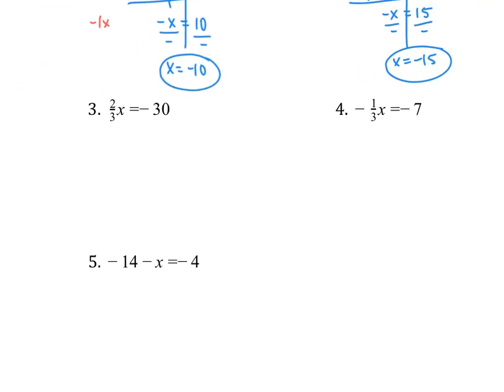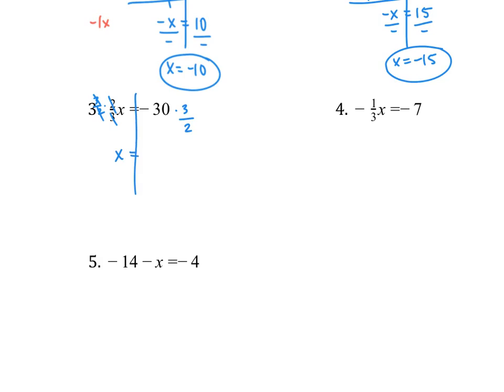Okay, let's take a look at this third example. I see 2/3 x equals negative 30. I want to isolate x, so I'm going to multiply by the reciprocal of 2/3, which is 3 over 2. So if I multiply by 3 over 2 on one side, I have to do that to the other. And when I do that, you'll see that those 3's cancel out and the 2's cancel out, which is good, and I'm just left with x, which is what I want.